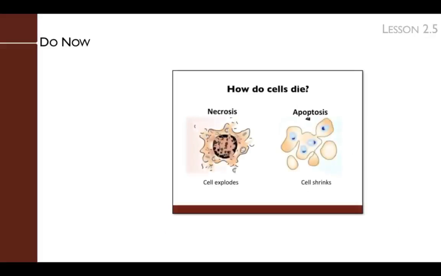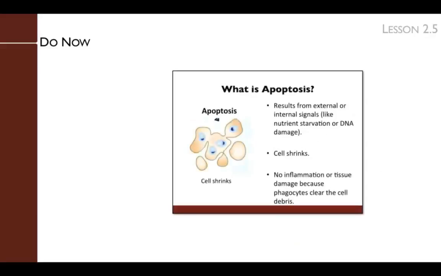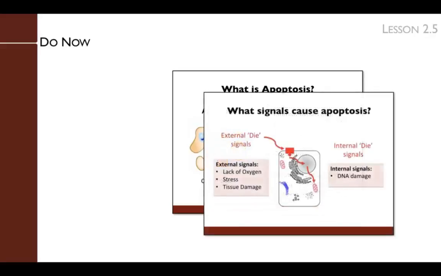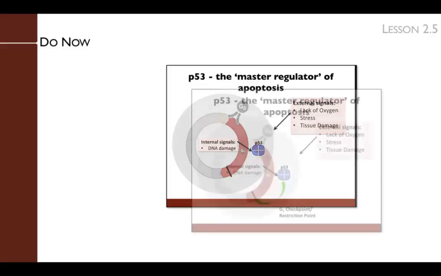But there are two ways cells can die: necrosis and apoptosis. Necrosis occurs when a cell is physically injured, such as when it is infected by a virus. In this case, the cell explodes. Apoptosis occurs when a cell receives signals that it needs to die. These signals may come from the outside or from the inside of the cell. Both external and internal die signals activate a gene called p53. p53 is called the master regulator of apoptosis.